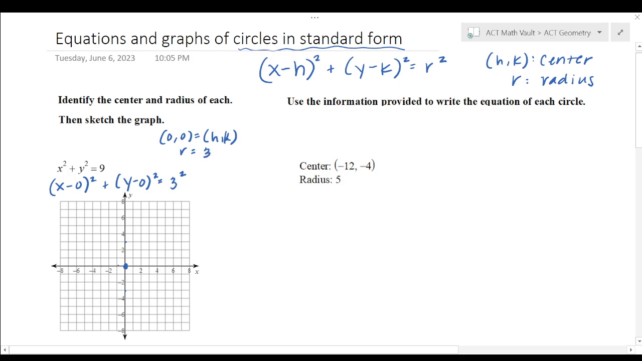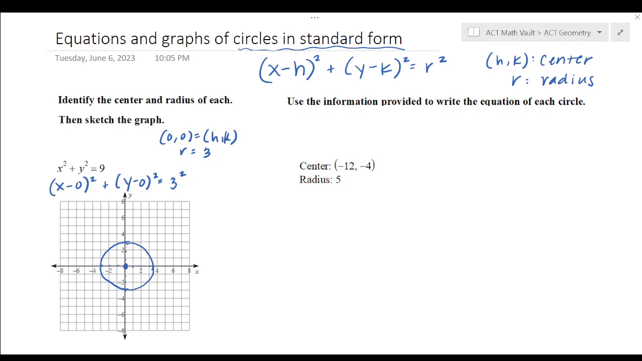Okay, so if you get the point 0, 0 as your center, you go out 1, 2, 3, 1, 2, 3, 1, 2, 3, 1, 2, 3 from there. And then you're going to use a circular motion to try to connect all of the points. Mine's a little off there, but you wouldn't be actually graphing on the test. You would just be using a graph to answer questions.